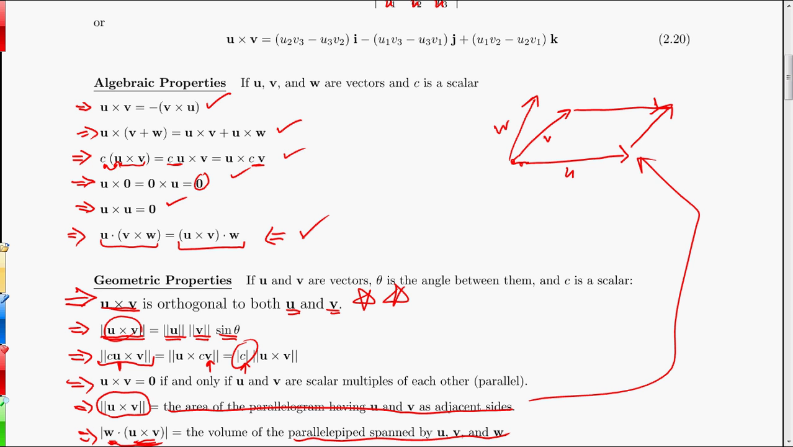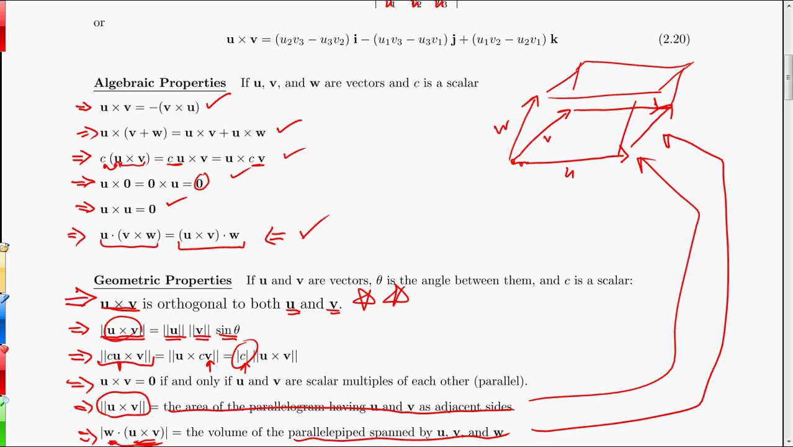In other words, it's this three-dimensional object right here. I'm doing a fairly poor job, but this parallelepiped is this sort of box created from the parallelogram. So we get the area of a parallelogram, or the volume of a parallelepiped, using the cross product.